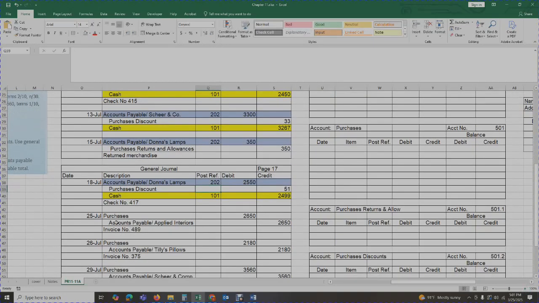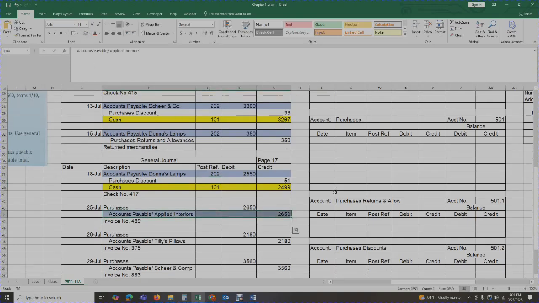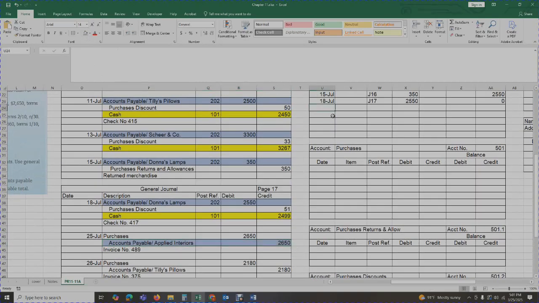Then we start making more purchases. I've got another entry to my accounts payable on July the 25th. This is journal 17. I've got a credit of $26.50. So my balance will be a credit of $26.50. I go back and enter my account number on the journal.